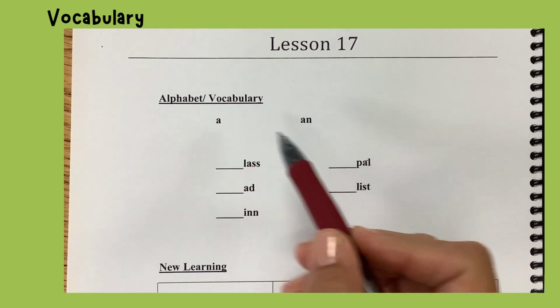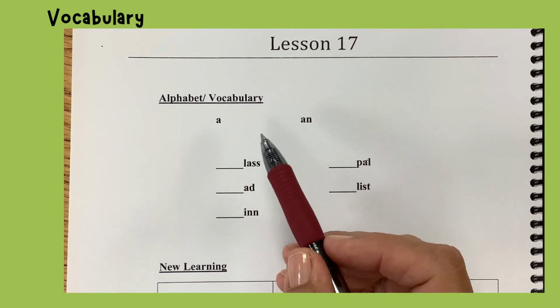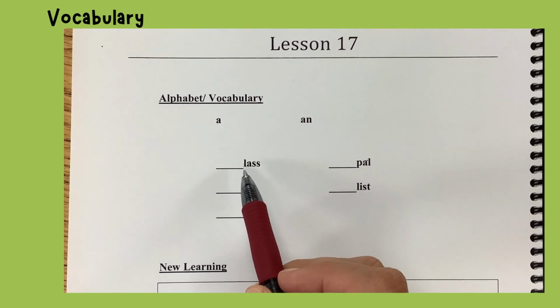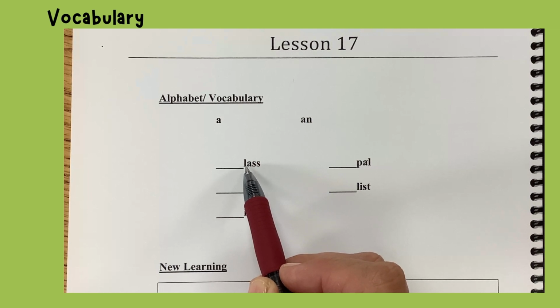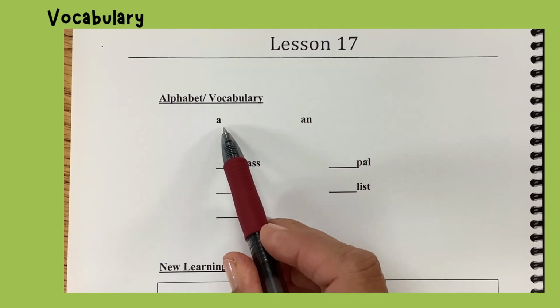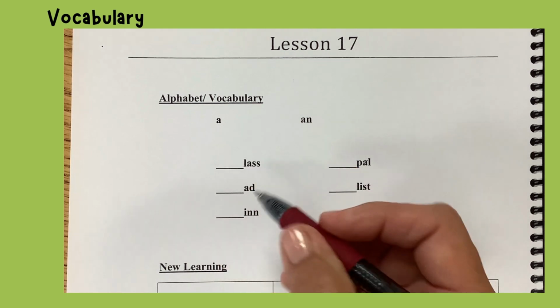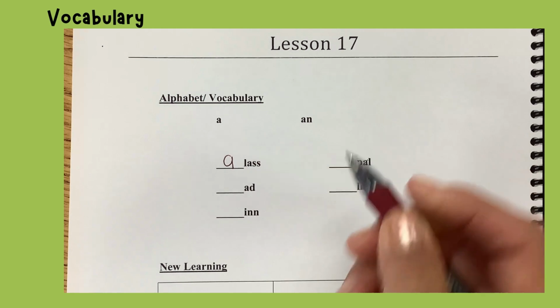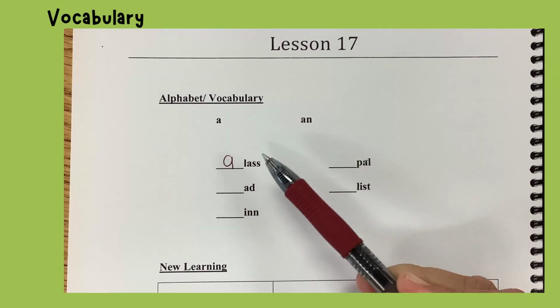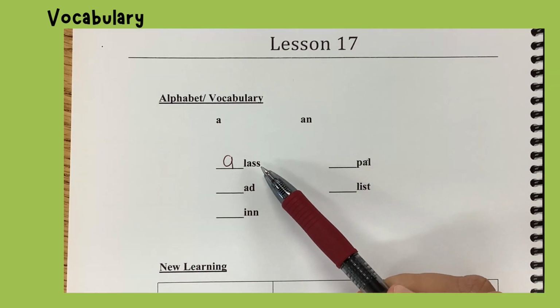Okay, we have a and an. So when we decide, we need to look at the first letter, which is L, and the sound of L is L. So is that a vowel or consonant sound? Correct, it's a consonant sound. So with consonant sounds, we're going to use a. So let's write a here. A lass. Lass is an old-timey word that means a girl.